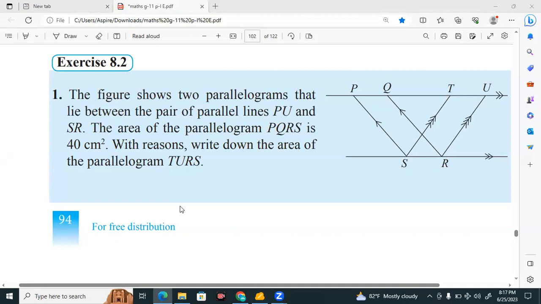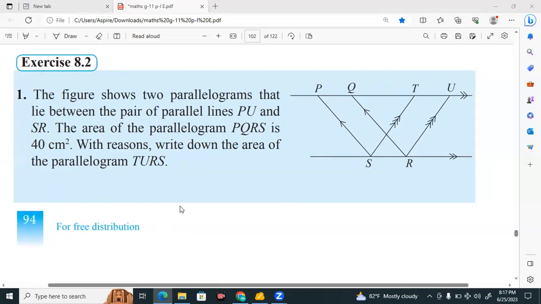Read the question carefully. Read the question well and tell me what the answer is. Everyone should give answers. It is better to have your textbook with you. Take your textbook. Identify these parallelograms. Take a pencil and look at the information given in this diagram.